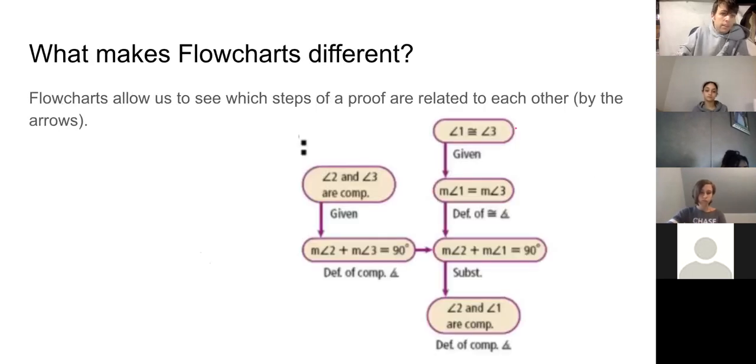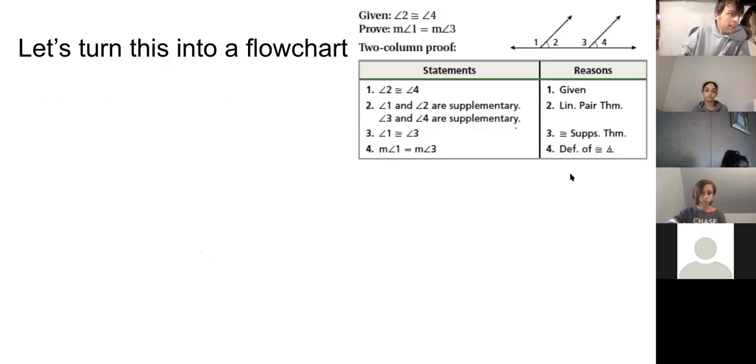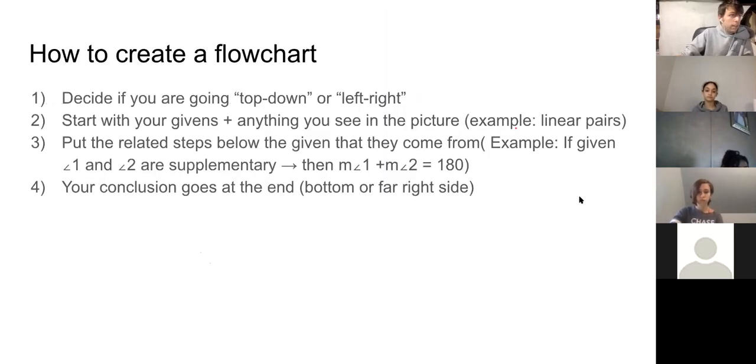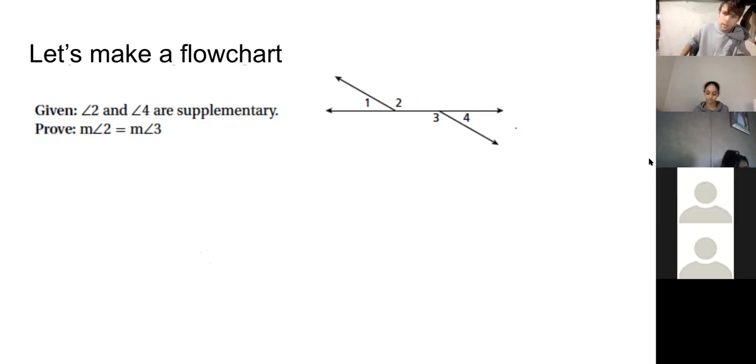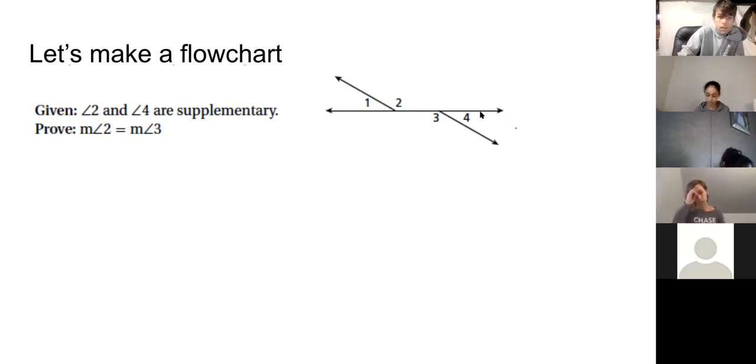Okay, so let's do this one right here. Let's create a flowchart proof. Hopefully we'll have enough space to do this. I think that we will. So it is given that angle 2 and angle 4 are supplementary. And we have a picture, so that's also given to us. And our goal is to prove that angle 2 and angle 3 are equal.